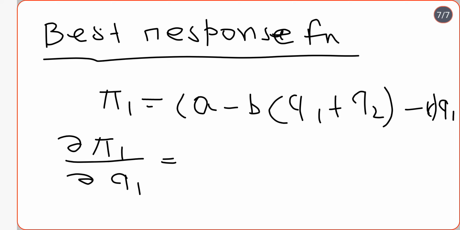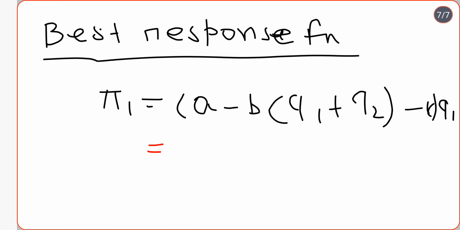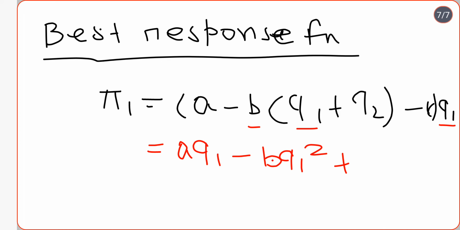If we differentiate this equation with respect to Q1, it is better to first break this equation down and then do the differentiation, because that will be much easier to understand. So if I multiply this Q1 with all of these terms, it becomes A Q1 minus B Q1 and Q1 multiplied again, so B Q1 square. Similarly it becomes minus B Q1 into Q2, and it becomes minus CQ1. Now it will be very much easier for you to do the derivative.